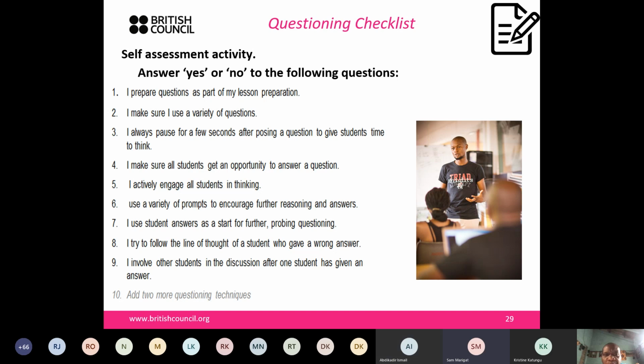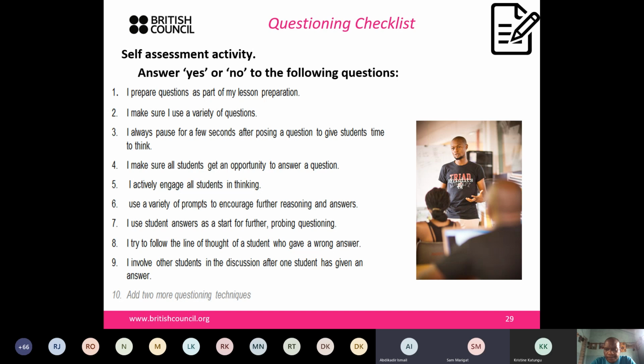Tell us what you do when you are planning questions. Tell us one thing that you do when you are handling questions in a class. Type a sentence. Tell us what you do when you are planning for questions to use in class, or when you are delivering your lesson. Type a sentence there on the questionnaire.